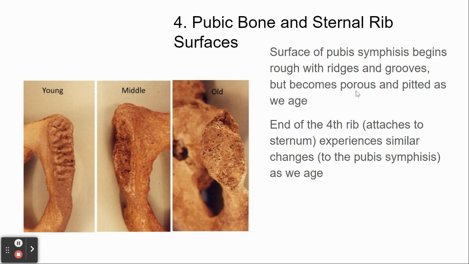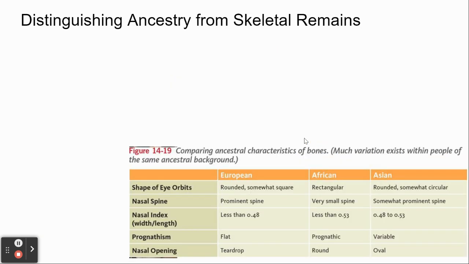Okay, you get the same type of thing where the fourth rib attaches to the sternum, because again, it's a cartilaginous type of connection there as well. And so you expect to see this similar type of progression in that particular location.